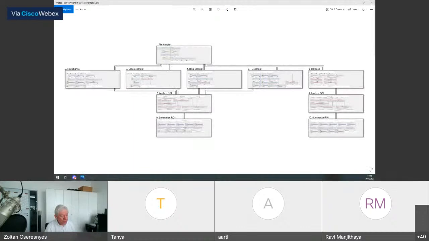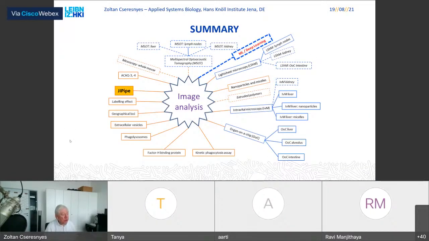In the meantime, what I just wanted to do was go to the last slide here. This is just a summary of what we do, applying our analysis techniques in our work group here in Jena. As you see, JPipe is one of the main focus points. Ruman and I work on this almost exclusively, but we also have a lot of subjects and techniques and tissue types, cell types, organ types that we work with.